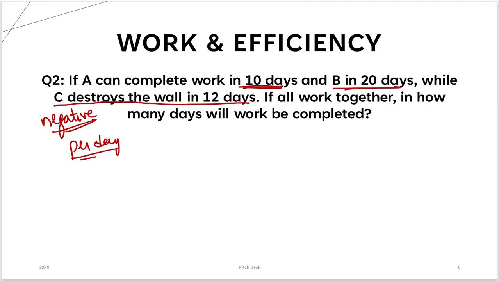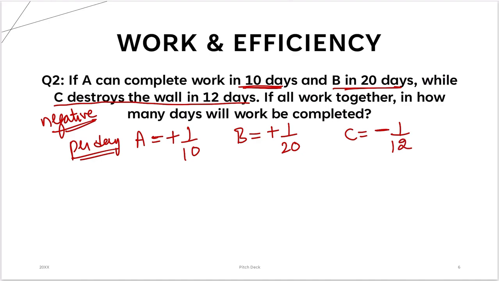Per day is still what? A is plus 1 by 10, just to denote this is positive work. B is plus 1 by 20. C is minus 1 by 12. Why? Because he is destroying the work. Plus 1 by 10, plus 1 by 20, minus 1 by 12. So if A, B and C come together, the total amount of work they will do in one day is 1 by 10 plus 1 by 20 minus 1 by 12.